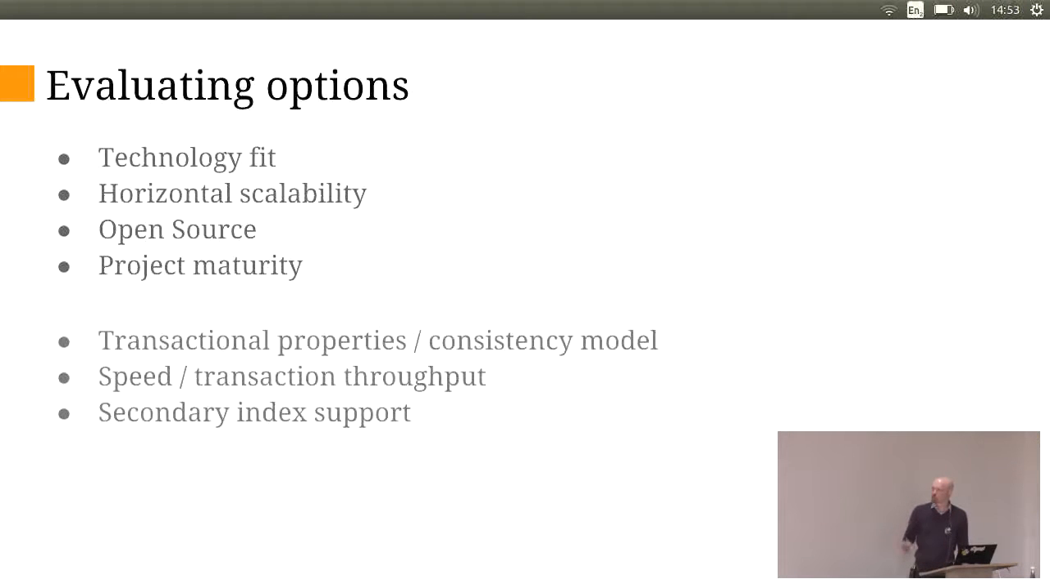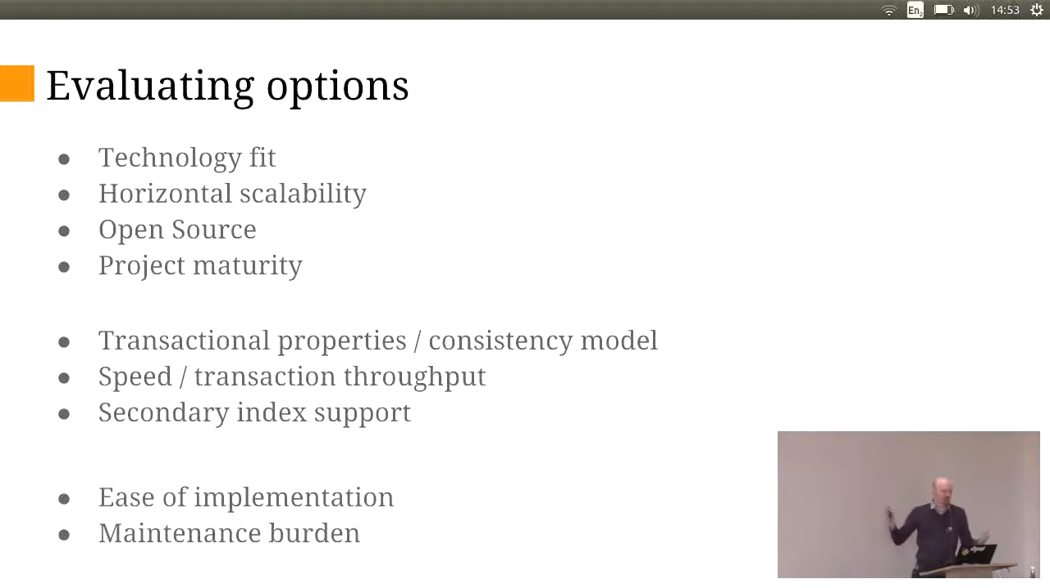So we produced a matrix, if you will, of things that we wanted to evaluate databases against. We started with the list of things that I talked about already, and then we added some more technical things: transactional properties, speed, secondary index support, querying ability, and then some more operational things, like how easy this is going to be to implement and what kind of maintenance burden it is going to have on our team.